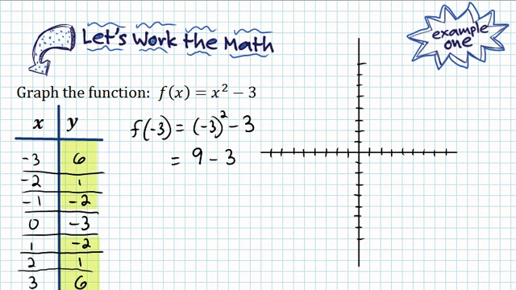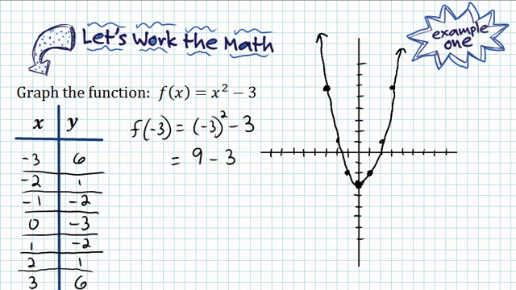So graph your points. Here is -3, 6, and here is +3, 6. Here is -2, 1. Here is +2, 1. Here is -1, -2. Here is +1, -2. And 0, -3. And of course we need to connect the dots. And this makes a smooth function, meaning that it hits every value in between the dots.